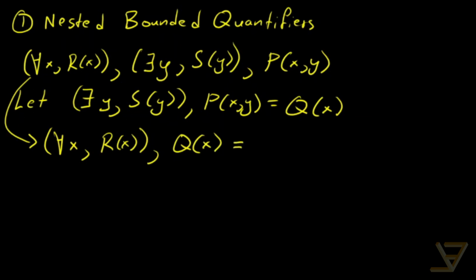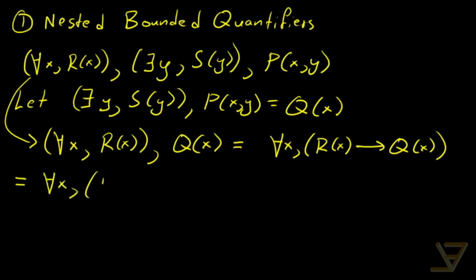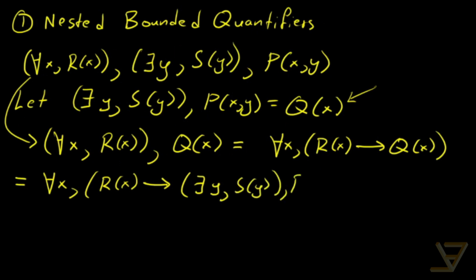This is equal to, for all x, if r of x, then q of x. And we can keep going through with this because now we can substitute q back in to get for all x, r of x implies, and now we have q up here. We can substitute the definition back in to get there exists a y such that s of y, p of x, y.